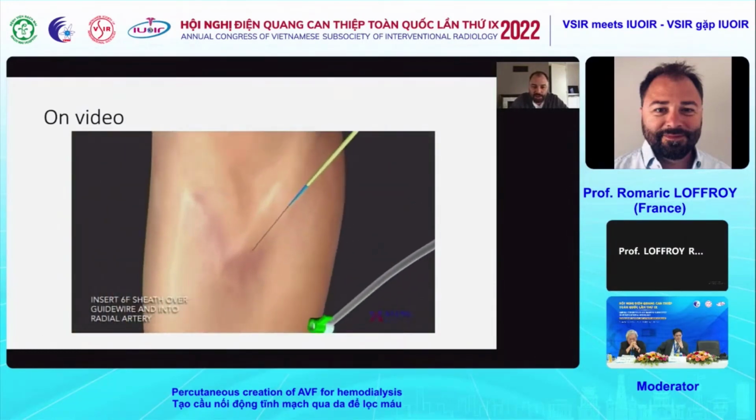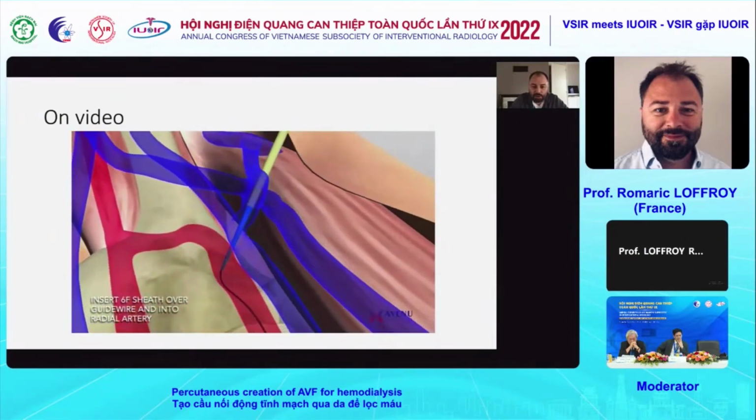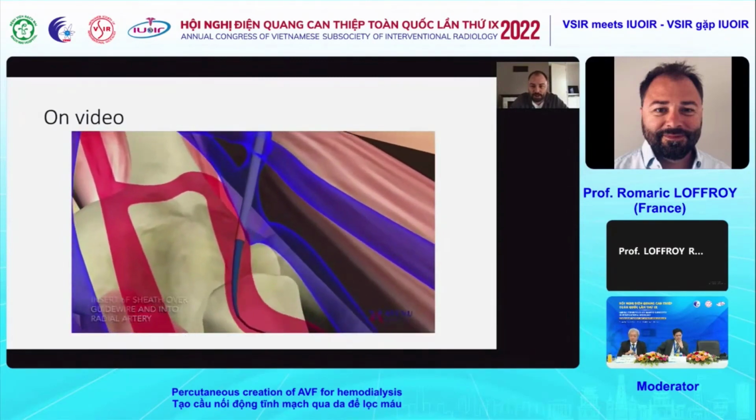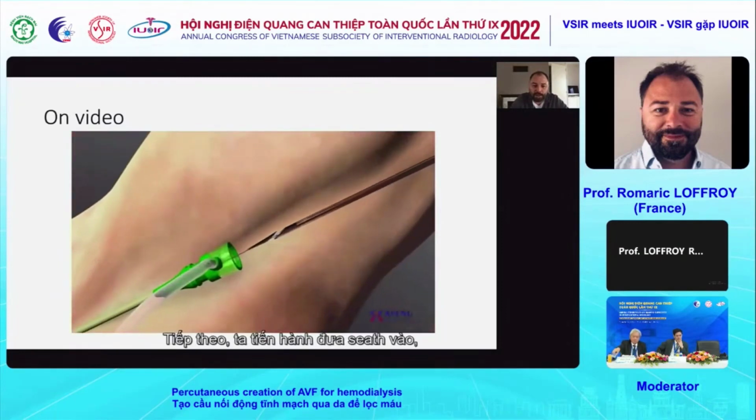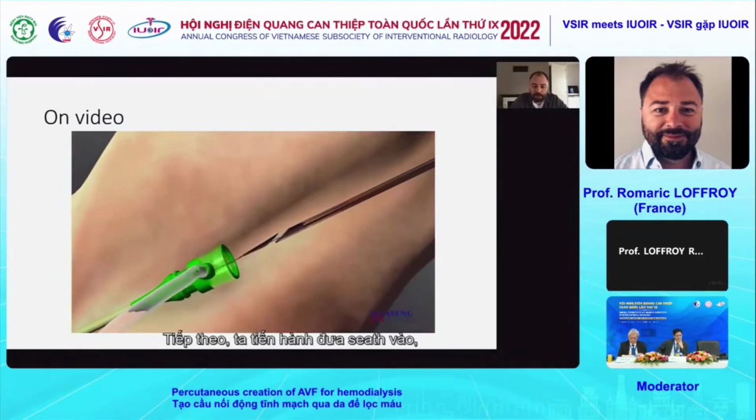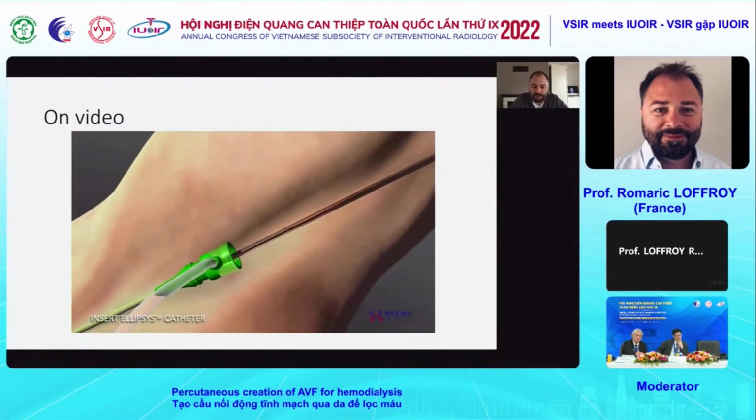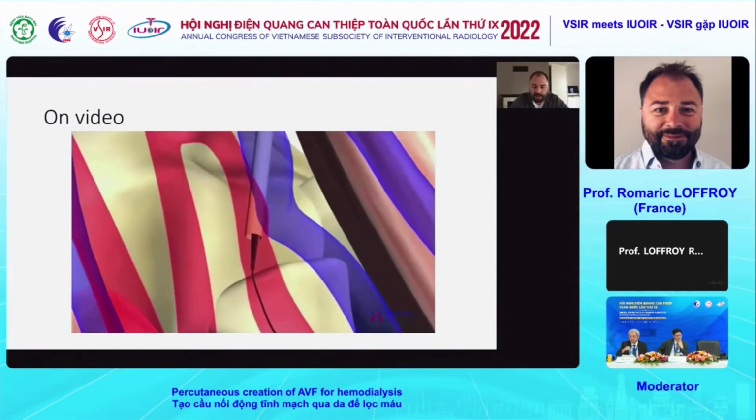And then you insert the sheath on that, which is something easy. So you can do it by axial approach or sagittal approach under ultrasound. It's up to you. You can do both. And then on the guide wire, we insert the needle. You can see the window that you have to insert closed, and then you open it after that.